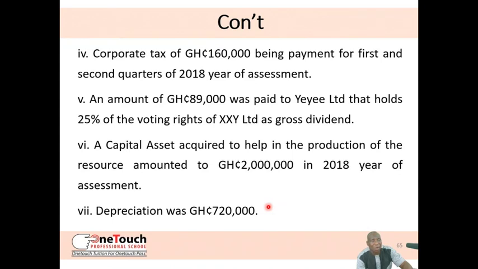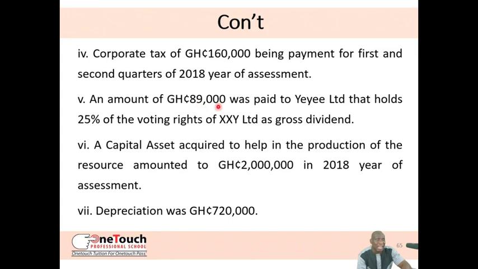Corporate tax of 160,000 being payment for first and second quarters of 2018. They have charged tax in the accounts as an expense. We learned that income taxes are not allowable expenditure. They are not allowable expenditure. So if they have charged it, we have to add back.